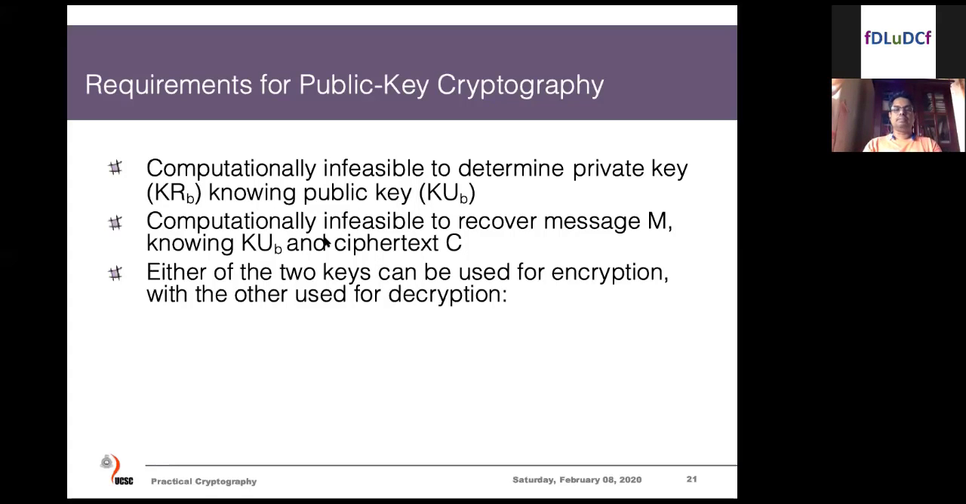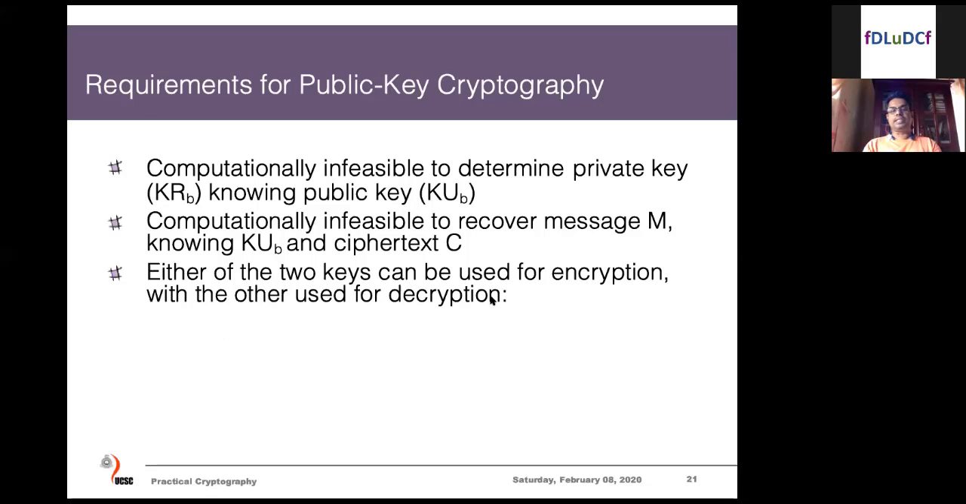And then it says it is computationally infeasible to recover the message knowing the public key and ciphertext. Yes, because the public key is known to anybody, people encrypt information using the public key. It creates the ciphertext. So everybody knows the ciphertext and the public key. By looking at the ciphertext and the public key, nobody should be able to get back the message. If someone can get it, then that algorithm is not a good algorithm.